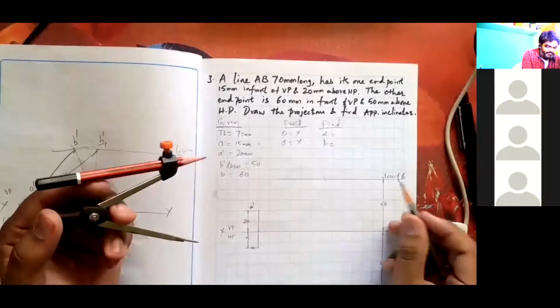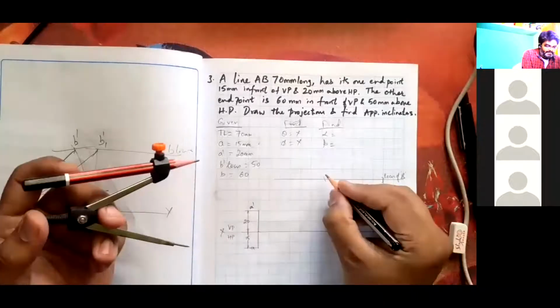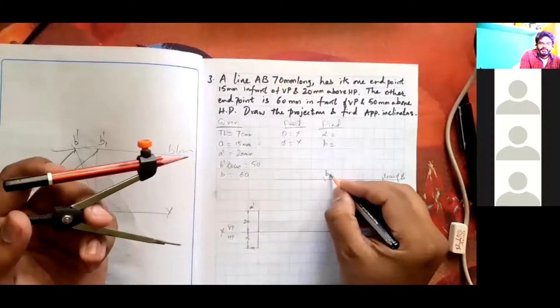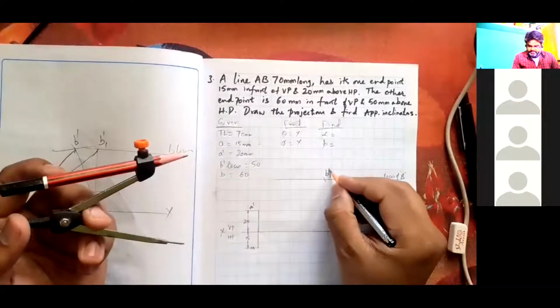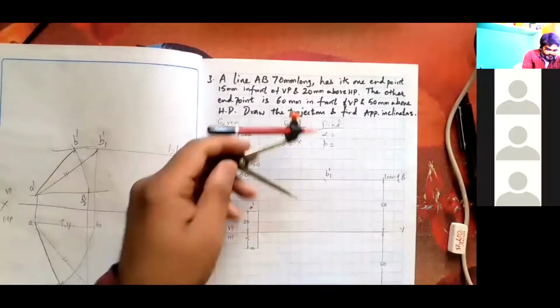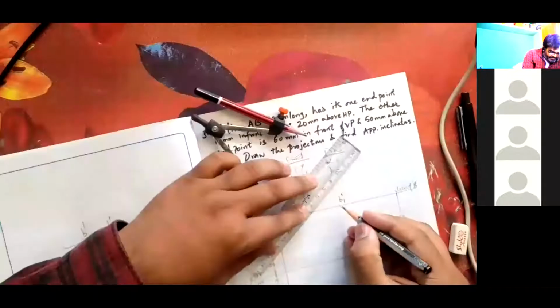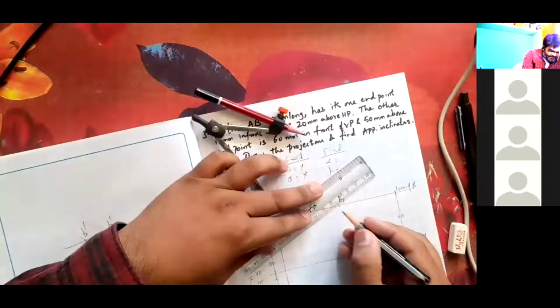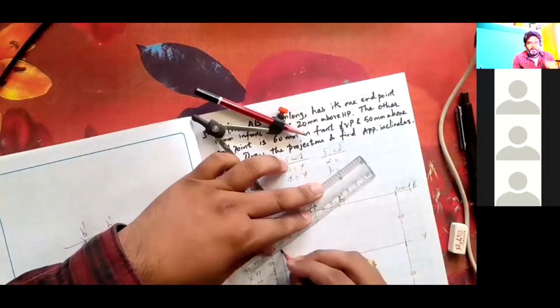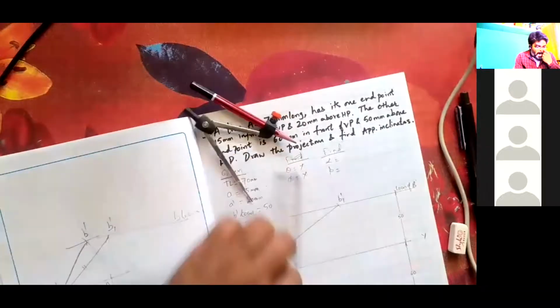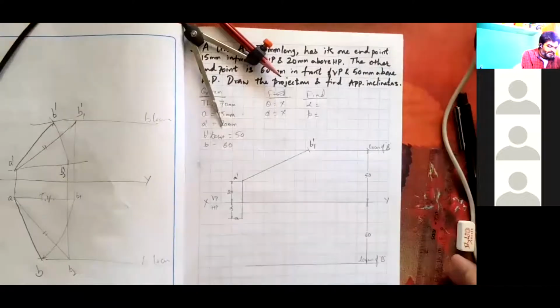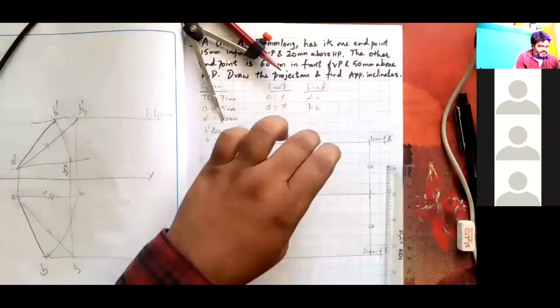For the first time, I am making it parallel. I'll mention it B1 dash and draw a thin line. Don't make it dark, it is just a thin line. True length is a thin line. B dash, B1 dash. This B1 dash is the true length that I'm using.